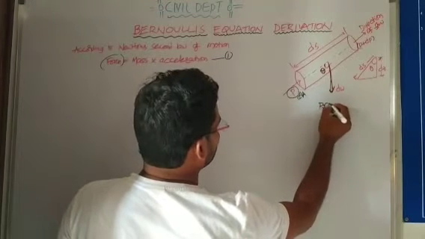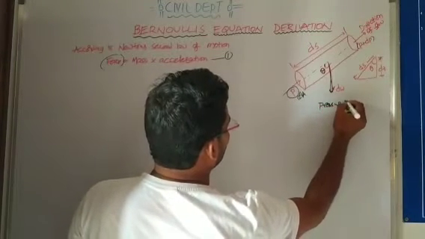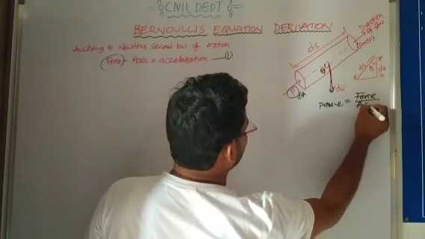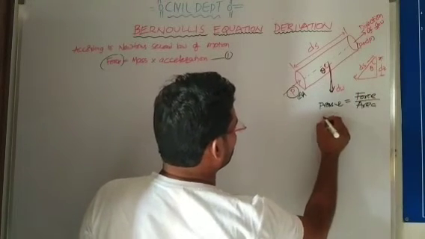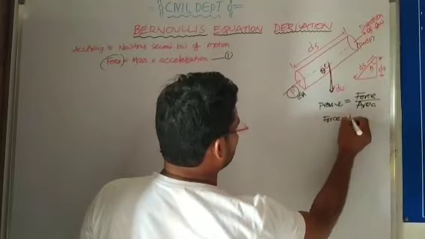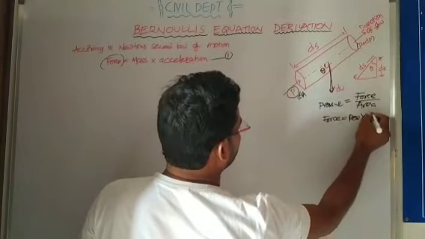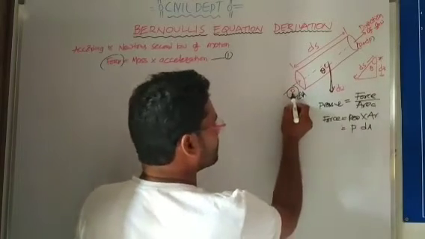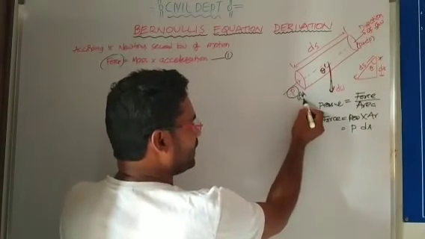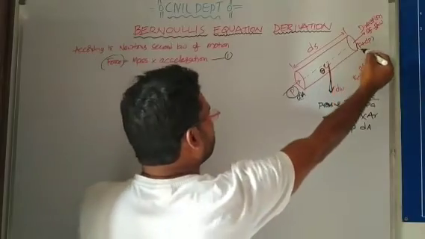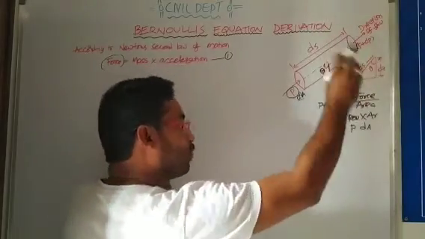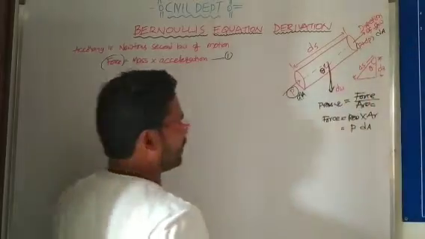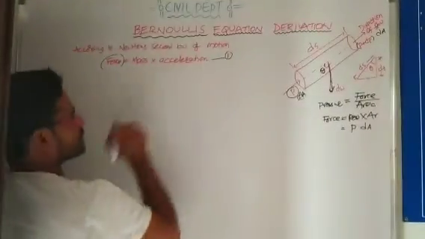What is the pressure force? Pressure is equal to force per area, and we need force. Force is equal to pressure into area, that means P into dA. This is the pressure P and area dA. This is the inlet pressure, and P plus dP is the outlet pressure, and dA is the outlet area. This is equation number 1.